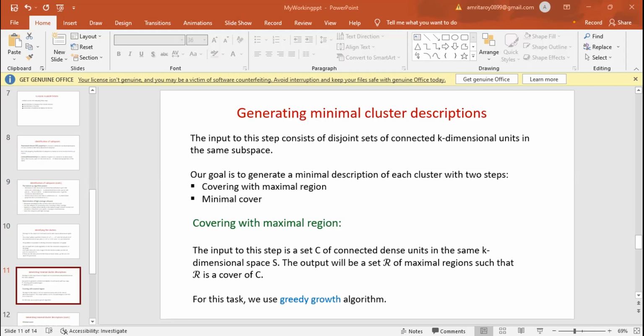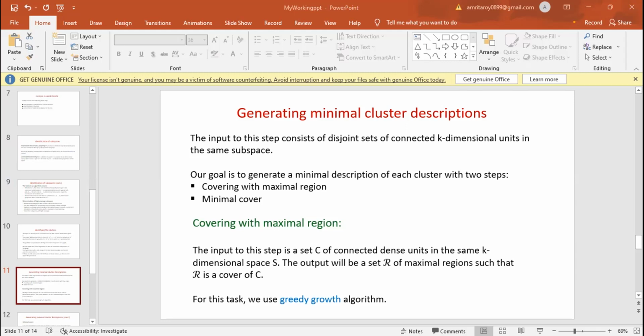To generate a minimal description of each cluster, we would want to cover all the units comprising the cluster with the minimal number of regions, such that all regions contain only connected units. For a cluster C in a k-dimensional subspace, a set of regions in the same subspace is a cover of C if every region R of that set is contained in C, and each unit in C is contained in at least one of the regions in R.